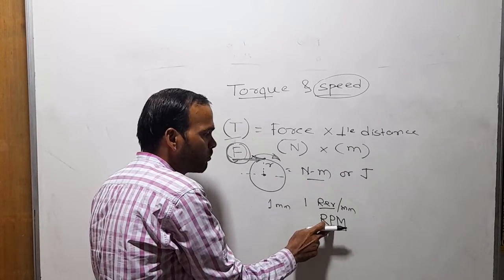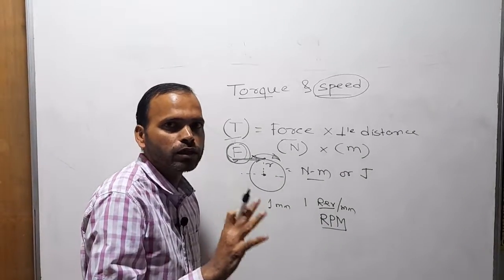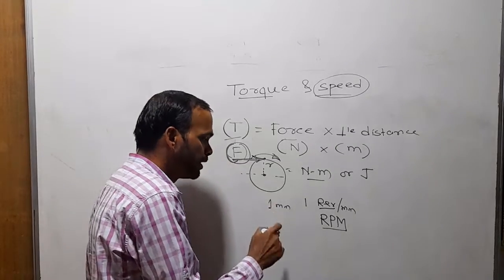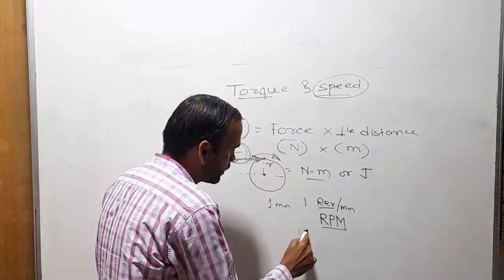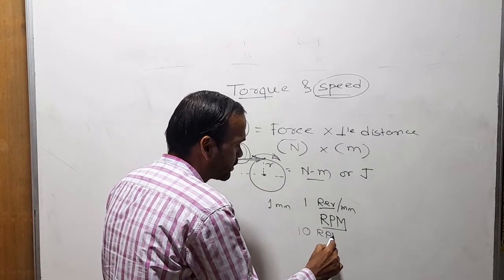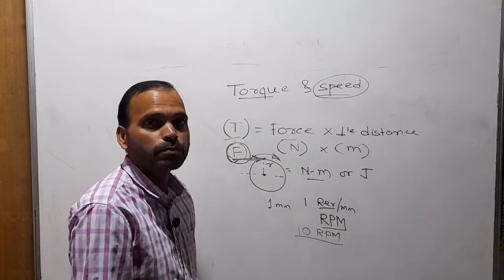RPM is revolutions per minute of any circular rotating element. If it completes 10 revolutions within 1 minute, then its speed would be written as 10 RPM.